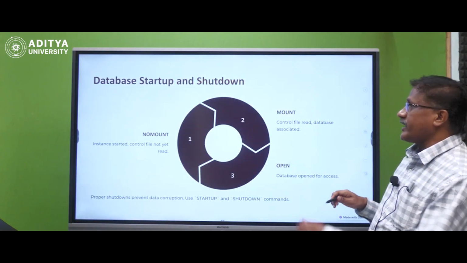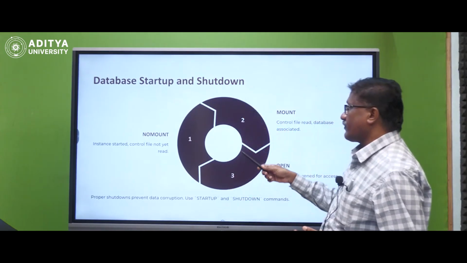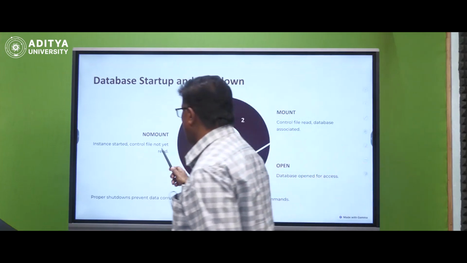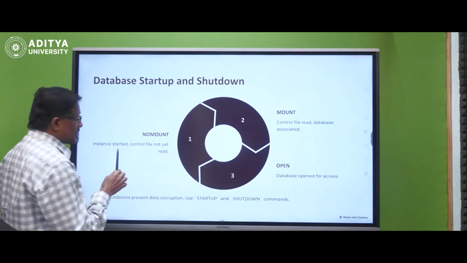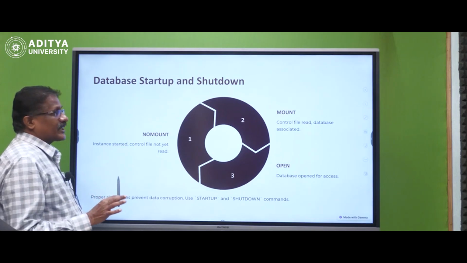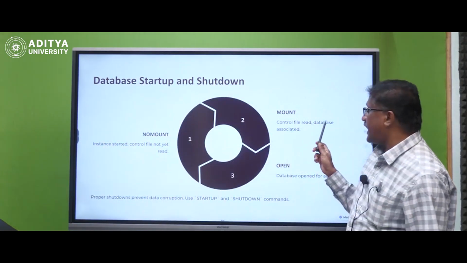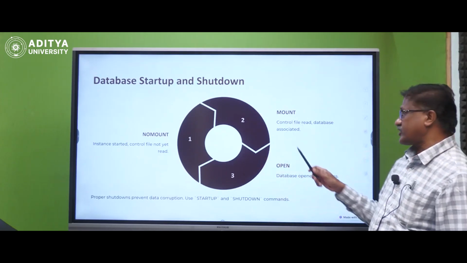So, how does the database work? Database startup and shutdown. The first step is the NOMOUNT stage. Now the instance has to be started. The control file is not yet read, only the instance is started. The second one is MOUNT. Mount means the control file is read and the database can be connected and associated.